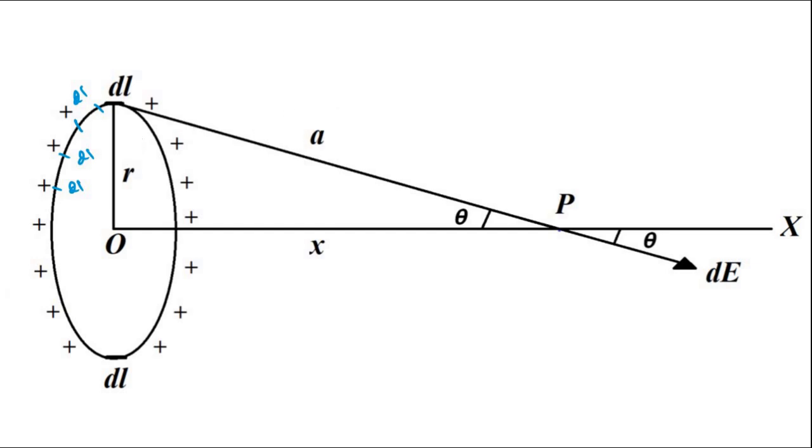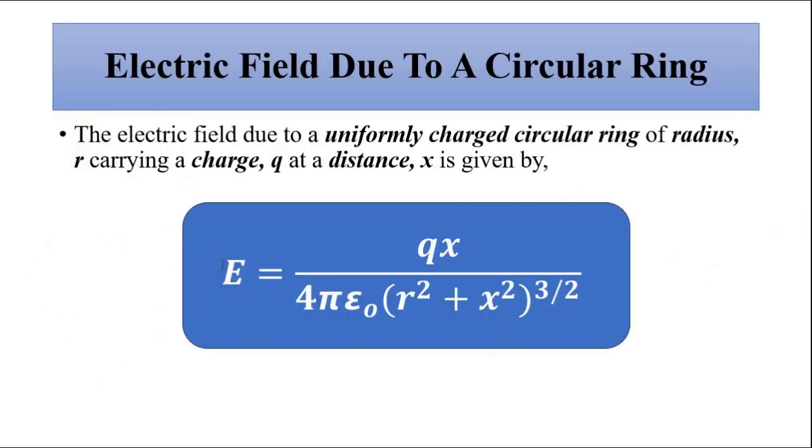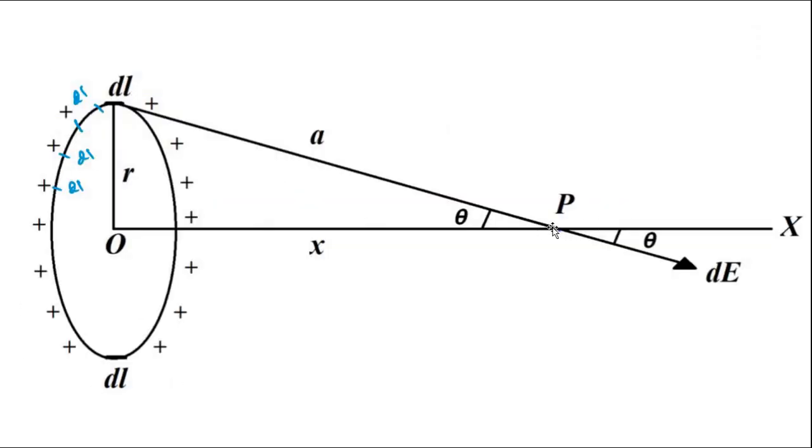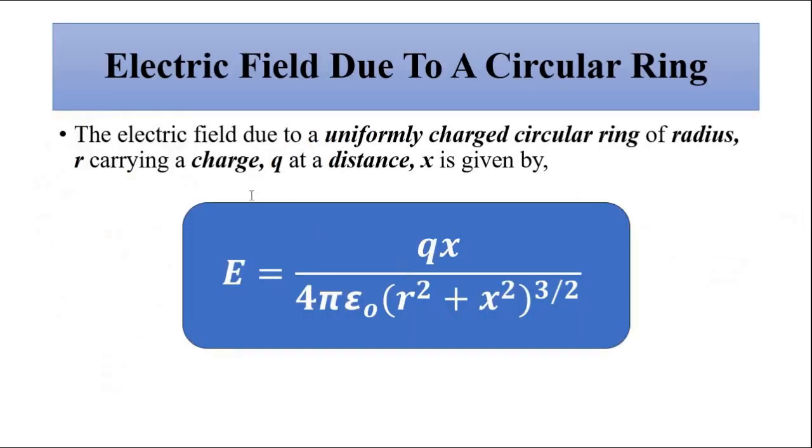So the final expression is like this: qx by 4 pi epsilon 0 (r square plus x square) to the power 3 by 2. This is the electric field due to a circular ring. You can remember the formula. This formula will come in handy in our discussion. This is the electric field intensity at a point P at a distance x away from the center of the ring of radius r.